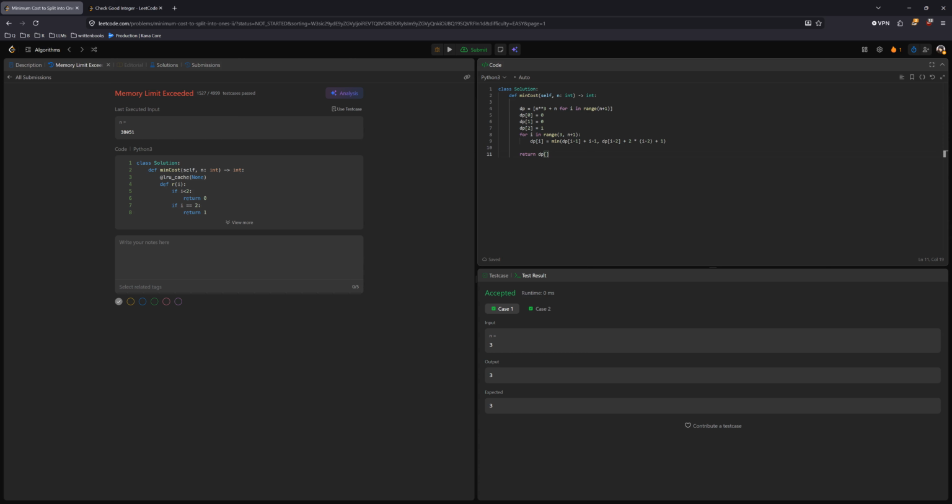Now, hopefully this is actually right. Well, it got through 1,527 test cases. So I have a feeling that that is actually the trick. All right, sweet.